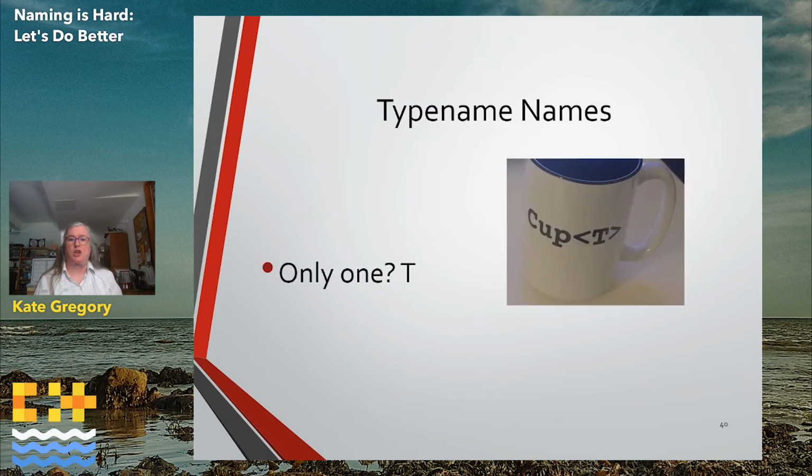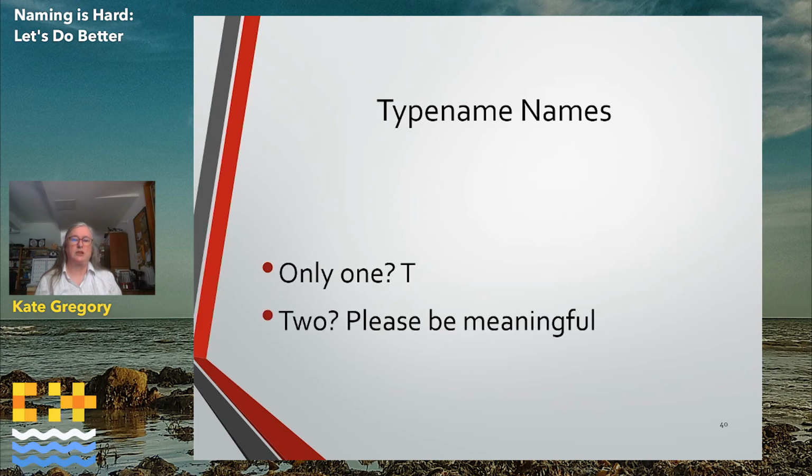But then what do you call the thing? T is fine if there's just one. We all know what that is. If you're a template that works with any type T, we're good. But the minute there's more than one, you need to give them names.